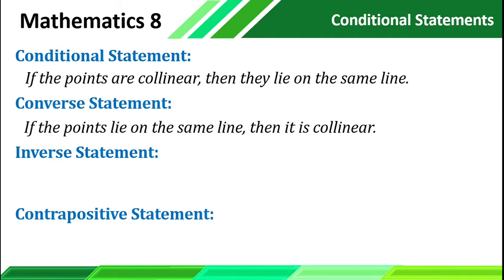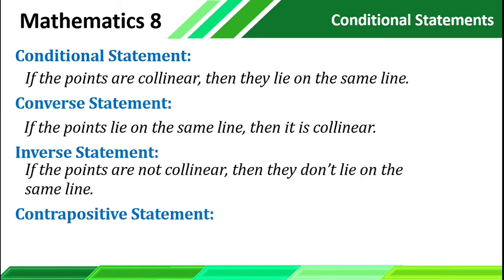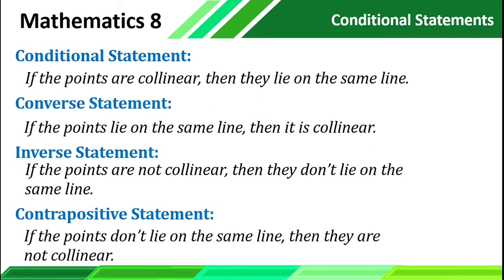Next, let's have our inverse. We will negate our conditional statement. So it will become, if the points are not collinear, then they don't lie on the same line. And lastly, for our contrapositive statement, we will just be getting the converse of our inverse, so we will just be switching our inverse statement. So it will become, if the points don't lie on the same line, then they are not collinear.